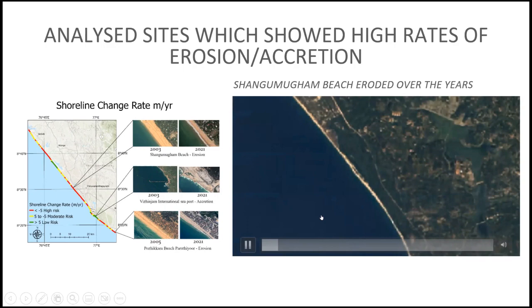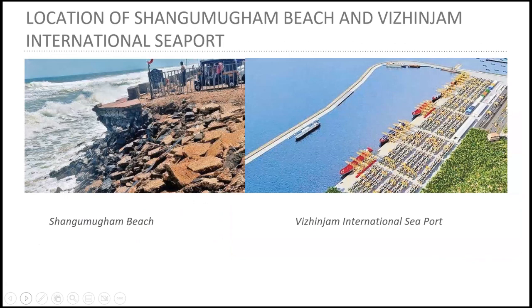As you can see, Shangumugham Beach shows high rates of erosion, and the place used to be a hub of people, because people used to come from many parts of India to visit it because of its scenic beauty. But now it's totally destroyed. Vizhinjam International Seaport, on the other hand, is building artificial land masses to accommodate its import and export via ships.